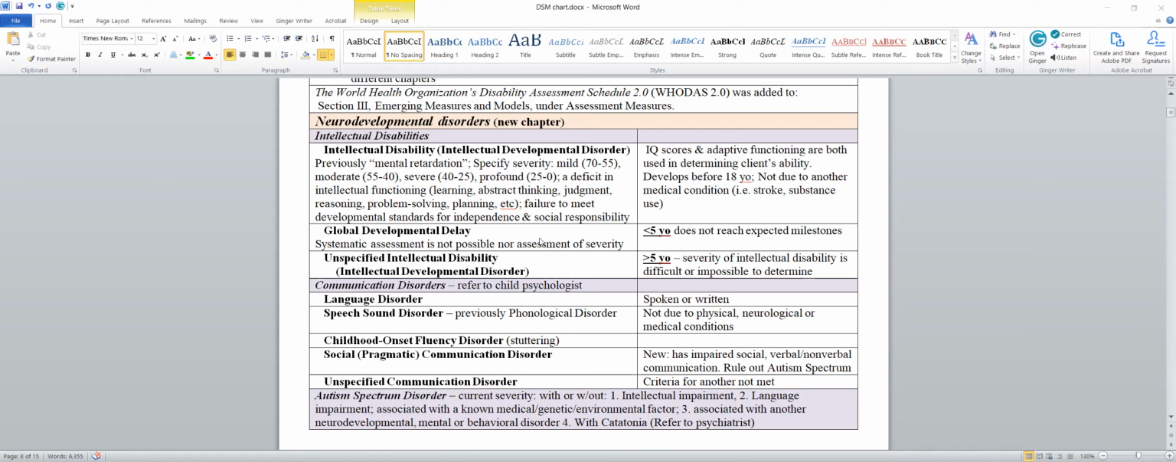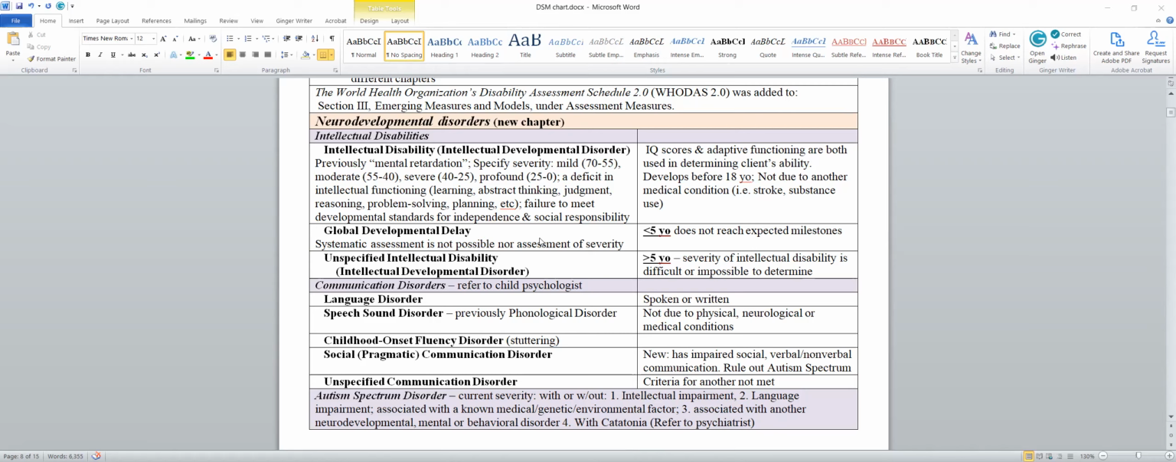The next subcategory is global developmental delay. Systematic assessment is not possible, nor assessment of severity. Under the age of 5 years old, does not reach expected milestones. The name again is global developmental delay.